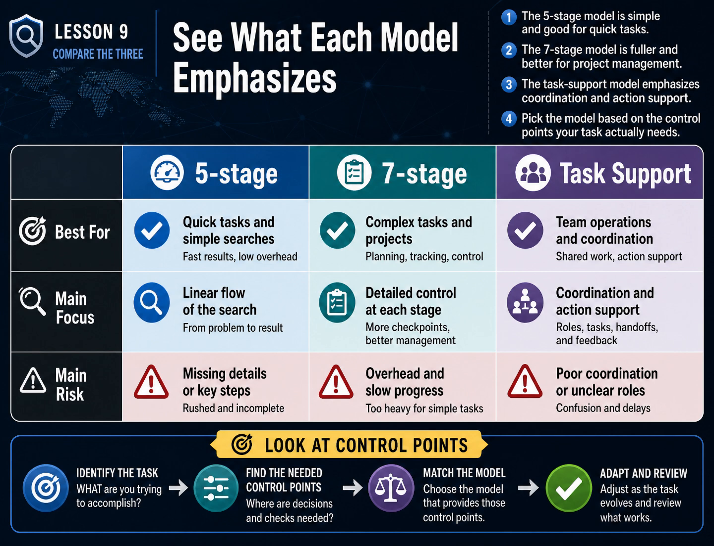The 5-stage model is simple. It fits small tasks, quick checks, and beginner training. Its risk is weak feedback. The 7-stage model is fuller. It fits project management, ongoing investigation, and training good habits. Its risk is that it can feel heavy if the task is tiny.